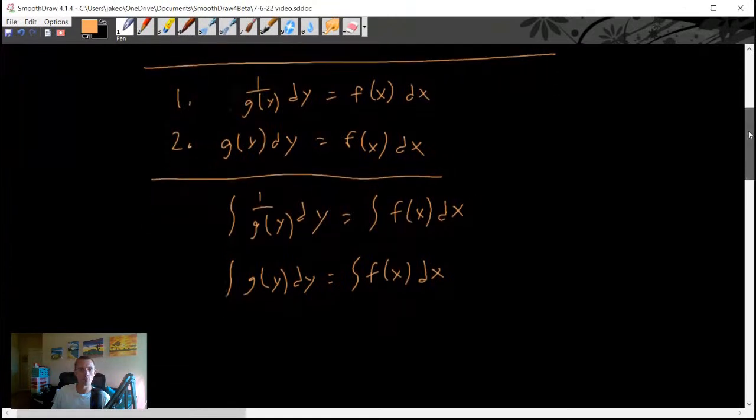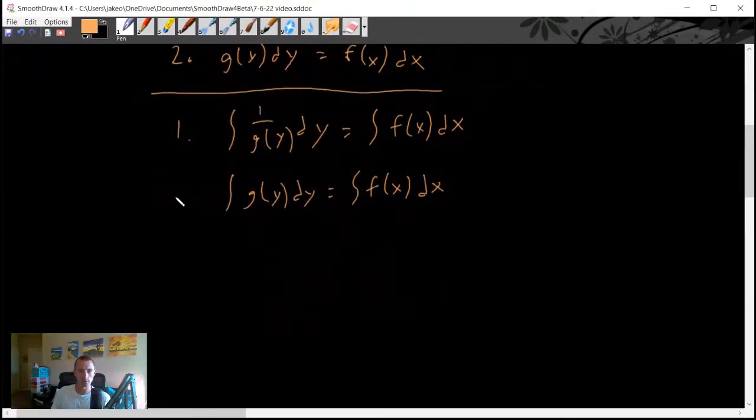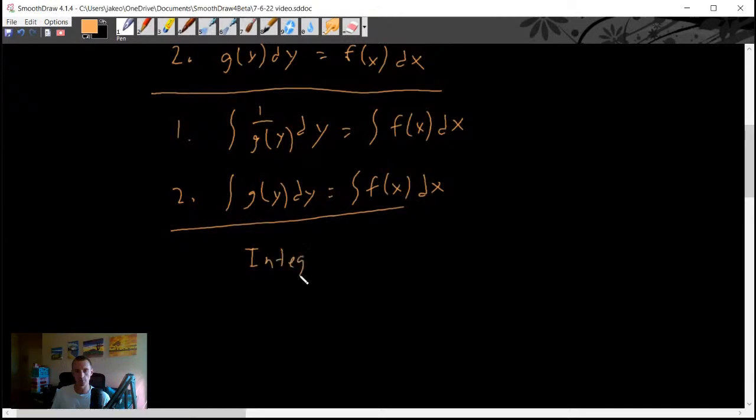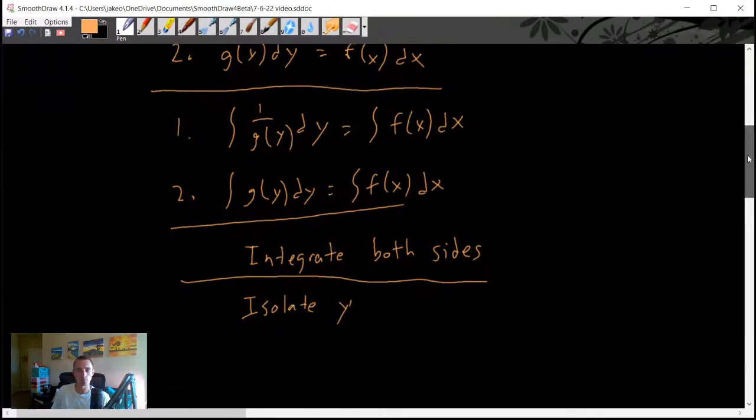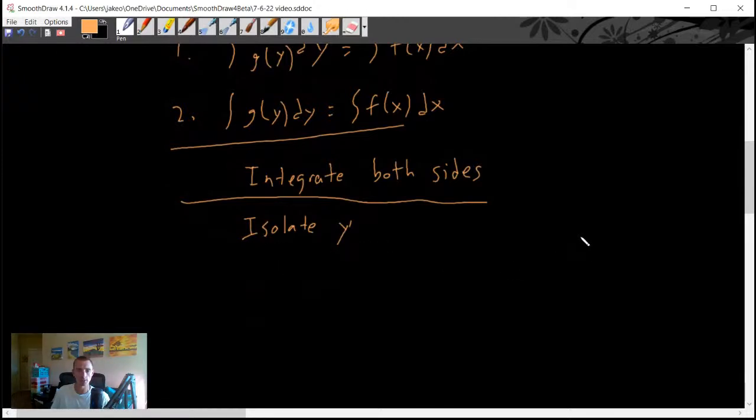Okay, so once you've thrown on your integral sign, since you've done the same thing to both sides of the equation, we haven't changed the fact that these two things are equal. Then from here, you would just integrate. So your next step is to integrate both sides. And then once you've actually taken the integral of both sides of your equation, you would isolate y, or in other words, solve for y.